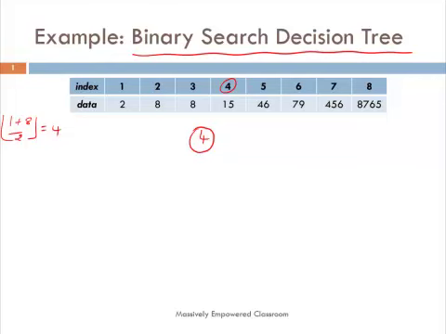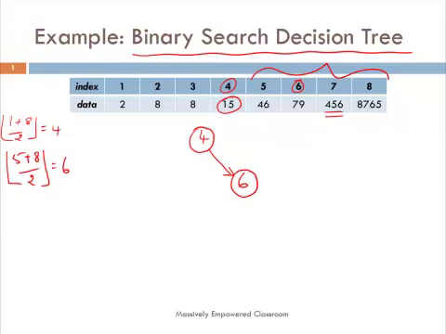That's a decision point. We compare the element there to the given key and see whether we need to go left or right. In our earlier example, the key was 456, so we went to the right. When we went to the right, we only considered the part of the array from mid plus 1 to j. So that is the midpoint. The new midpoint would be 5 plus 8 by 2, which is 6. Right? So we write 6 as the next node of the binary decision tree.